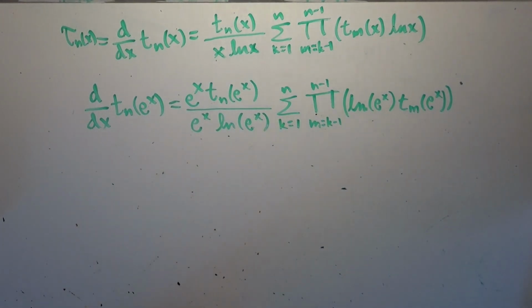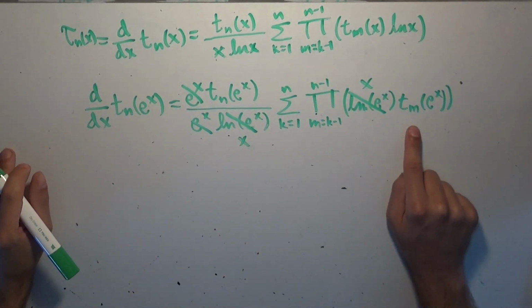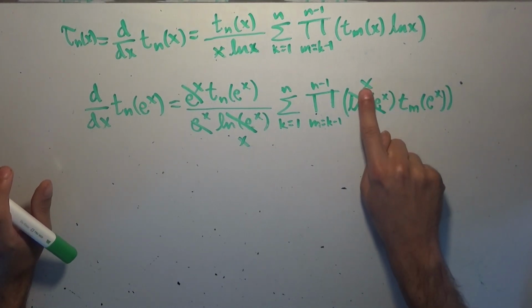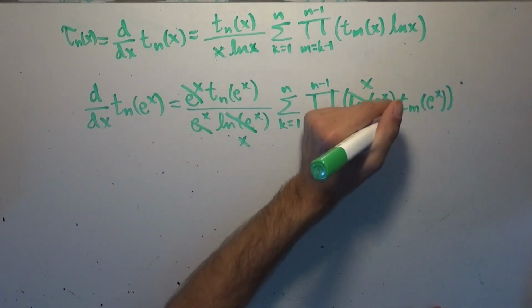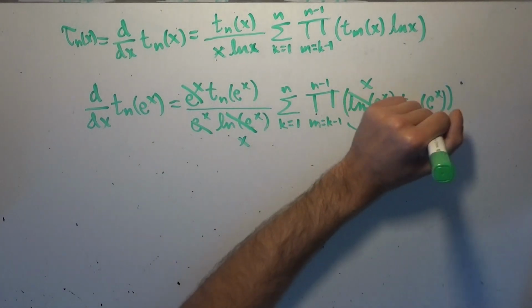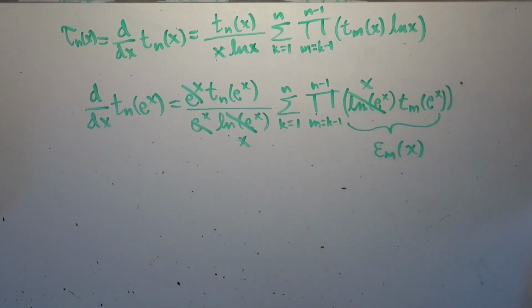And lo and behold, look what happens. The e to the x's cancel. Ln of e to the x is just x. And then look what we have inside this product, amazingly. We have x times the nth tetration of e to the x. Well, by golly gosh, that's just the nth epsilon function. Isn't that beautiful?